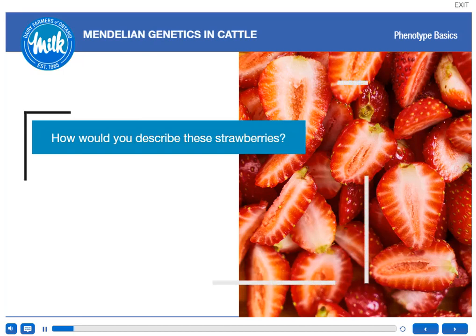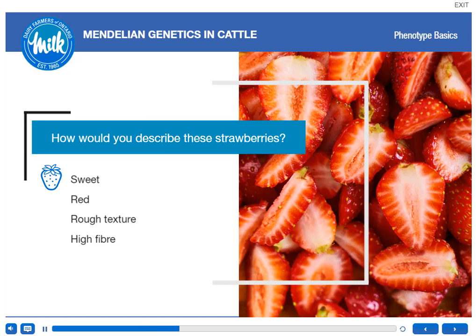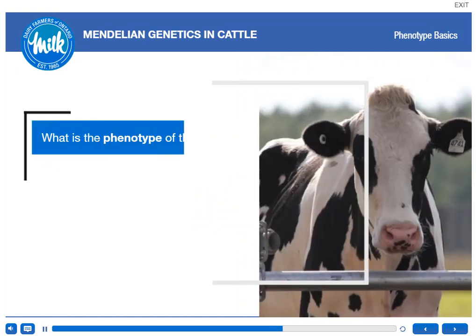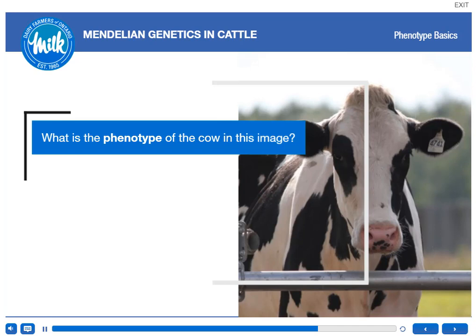How would you describe these strawberries? You might use terms like sweet, red, rough texture, high fiber. The physical appearance or expression of a genetic trait is called the phenotype. What is the phenotype of the cow in this image? You might use terms like spotted, muscular, pink nose.